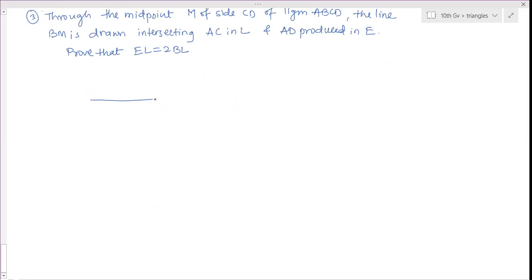So ABCD is a parallelogram. We'll consider AD, we have to produce. So AD here only we will take it, so that we can produce from this side. Here AD produced in E, they have given. So A, B, C. M is the midpoint of side CD. The line BM is drawn intersecting AC. So AC is here. BM is intersecting AC in L and AD produced in E. This is point L. This is M, midpoint. Prove that EL is 2BL.